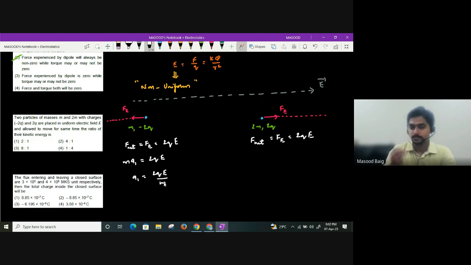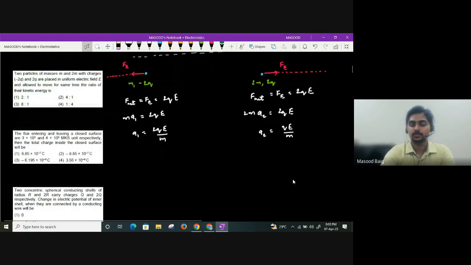Yes or no? In the same manner, I can write here, what is the mass here? 2m, beta. 2m a2 will be equal to 2qE. So what will a2 value be, beta? You will get it as qE divided by m. Now they are saying they are allowed to move for the same time, then what is the ratio of kinetic energy they are asking, guys?